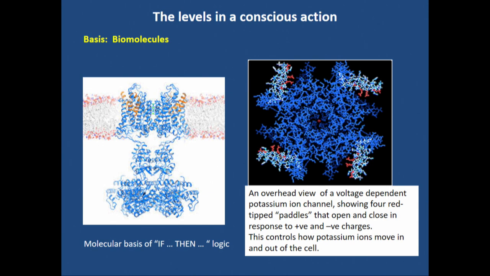An overhead view of a voltage-dependent potassium ion channel showing four red tip paddles that open and close in response to positive and negative charges. This controls how the potassium ions move in and out of the cell. So the algorithm to make the cake is channeled down and controls in the end which electrons flow in and out of which sodium and potassium ion channels.